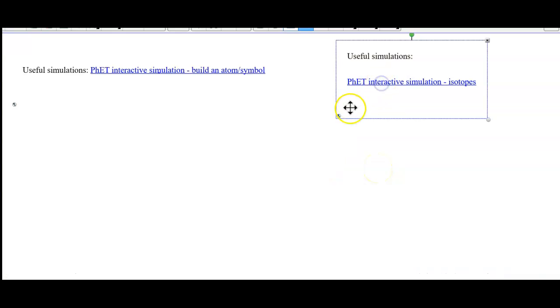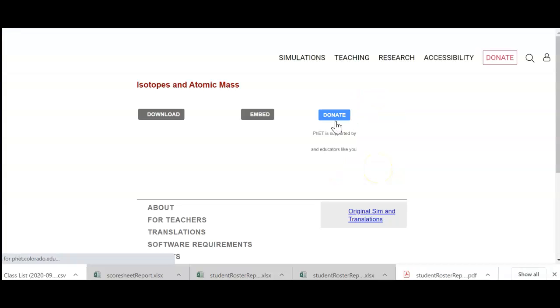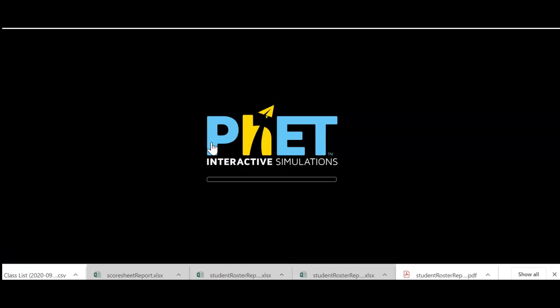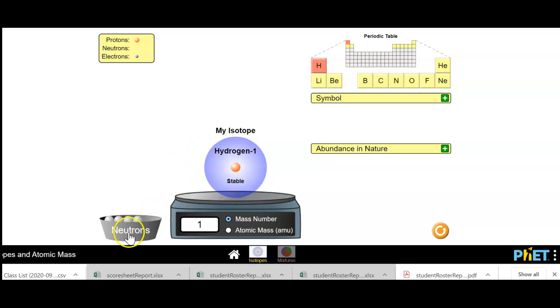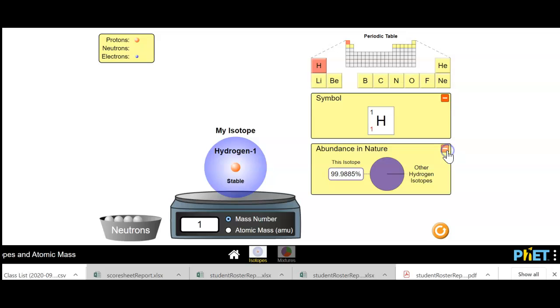Another simulation is this one. You can look at isotopes. This is probably where I would go, and then you can manipulate these different things. Don't forget about the drop-down menus. Again, all of these are just optional for you to work on and practice.